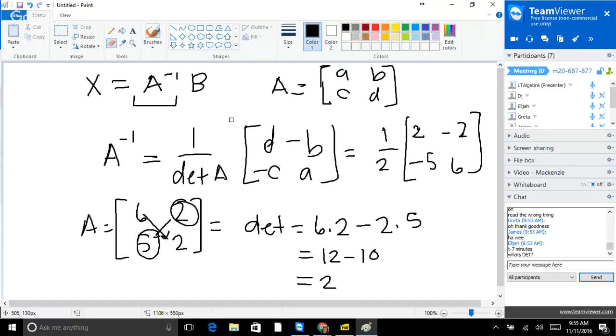Now, I'm running out of space. Surprise, surprise. Det is the determinant, not the crazy strong bug spray. That has 2 E's.